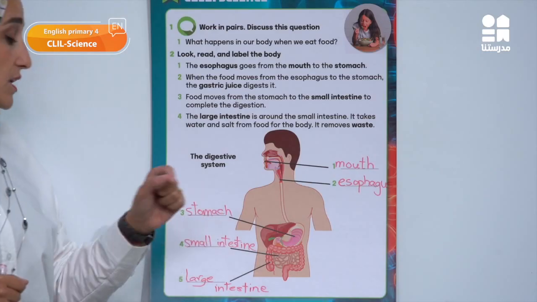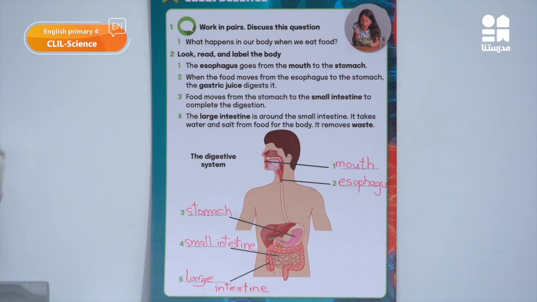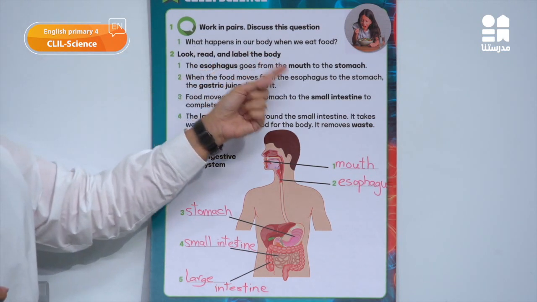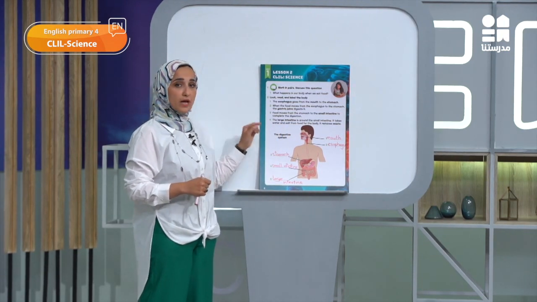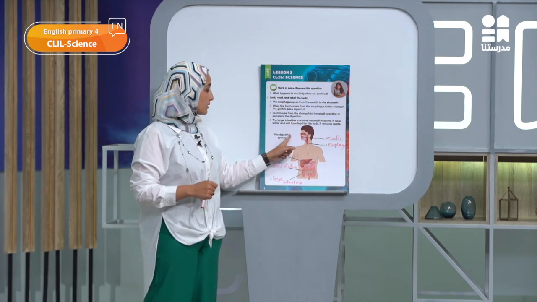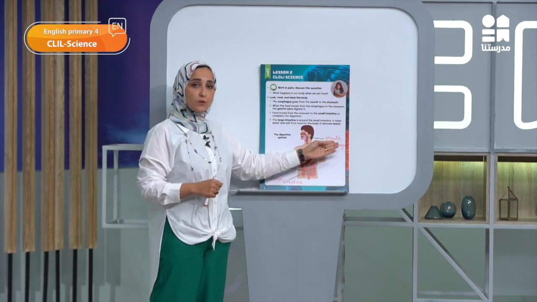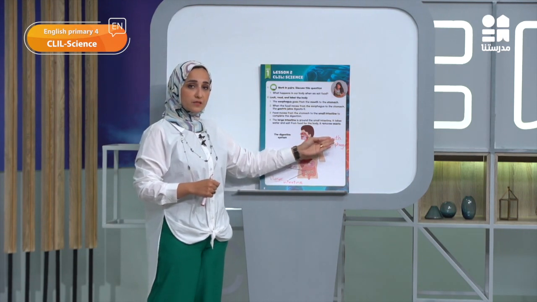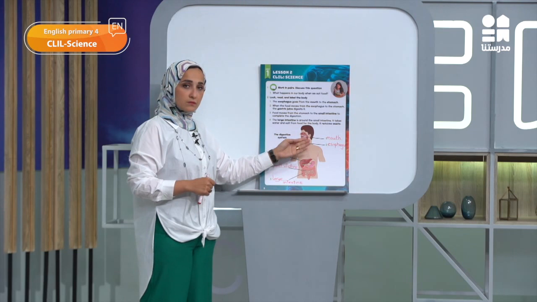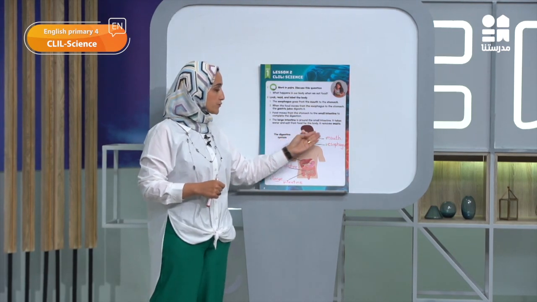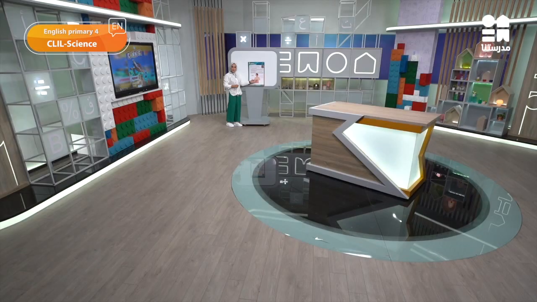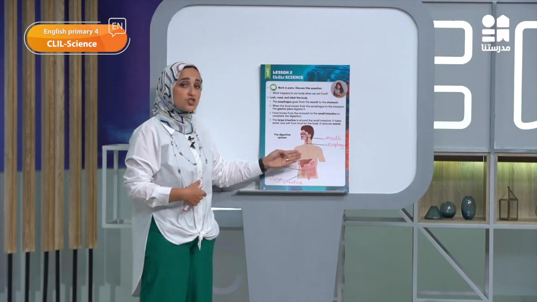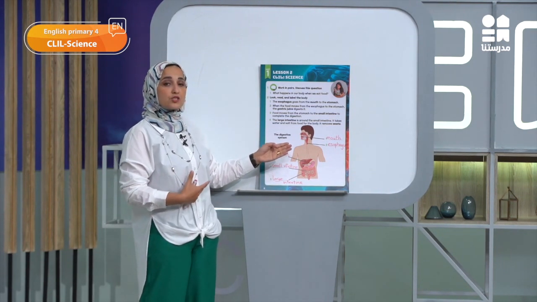Now, look at exercise 2. I want you to look, read, and label the body. Okay? We can read together. Number 1, the digestive system. Number 1 is mouth. Yes, the esophagus goes from the mouth. The food goes from the mouth to the esophagus, then down into the stomach. And when the food moves from the esophagus to the stomach, the gastric juice digests it.